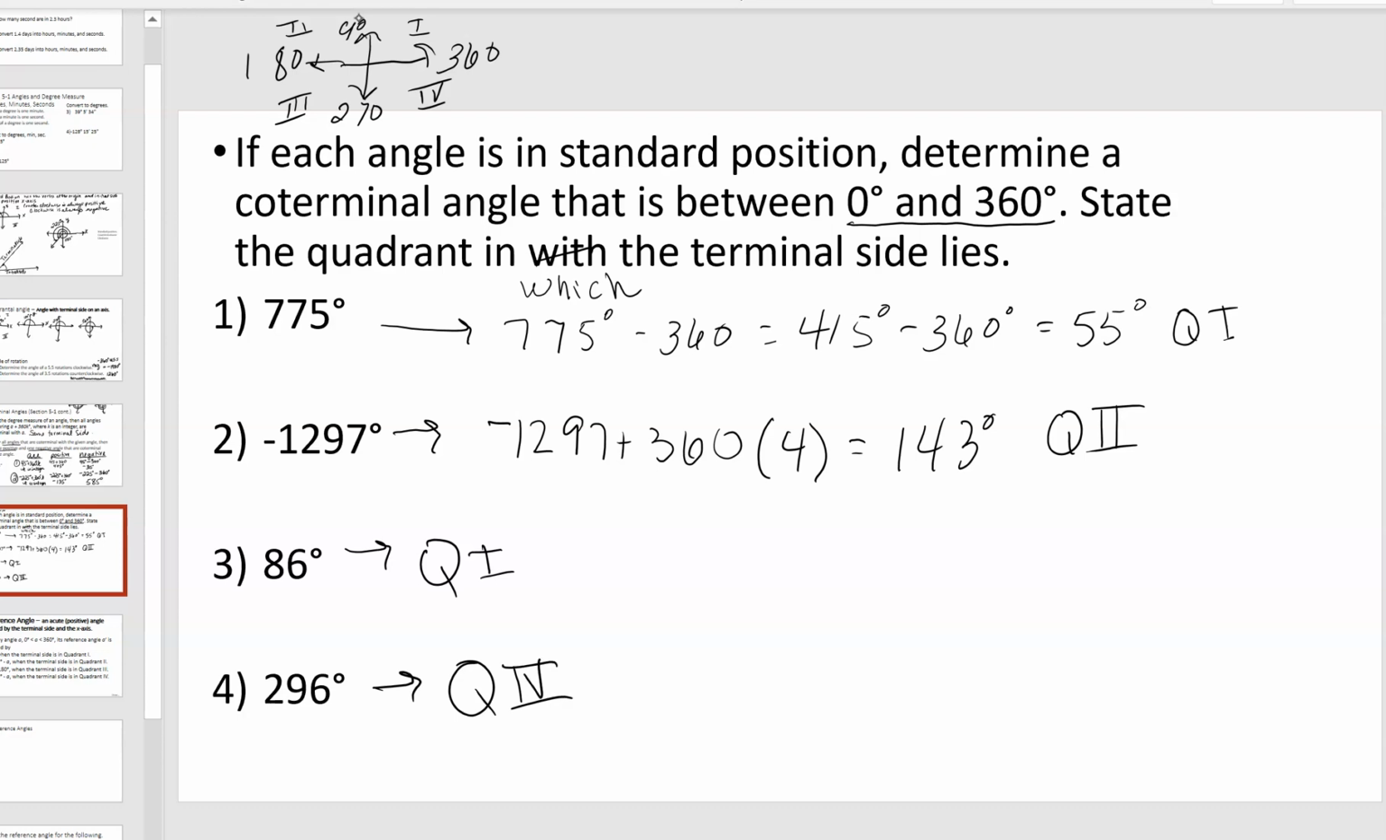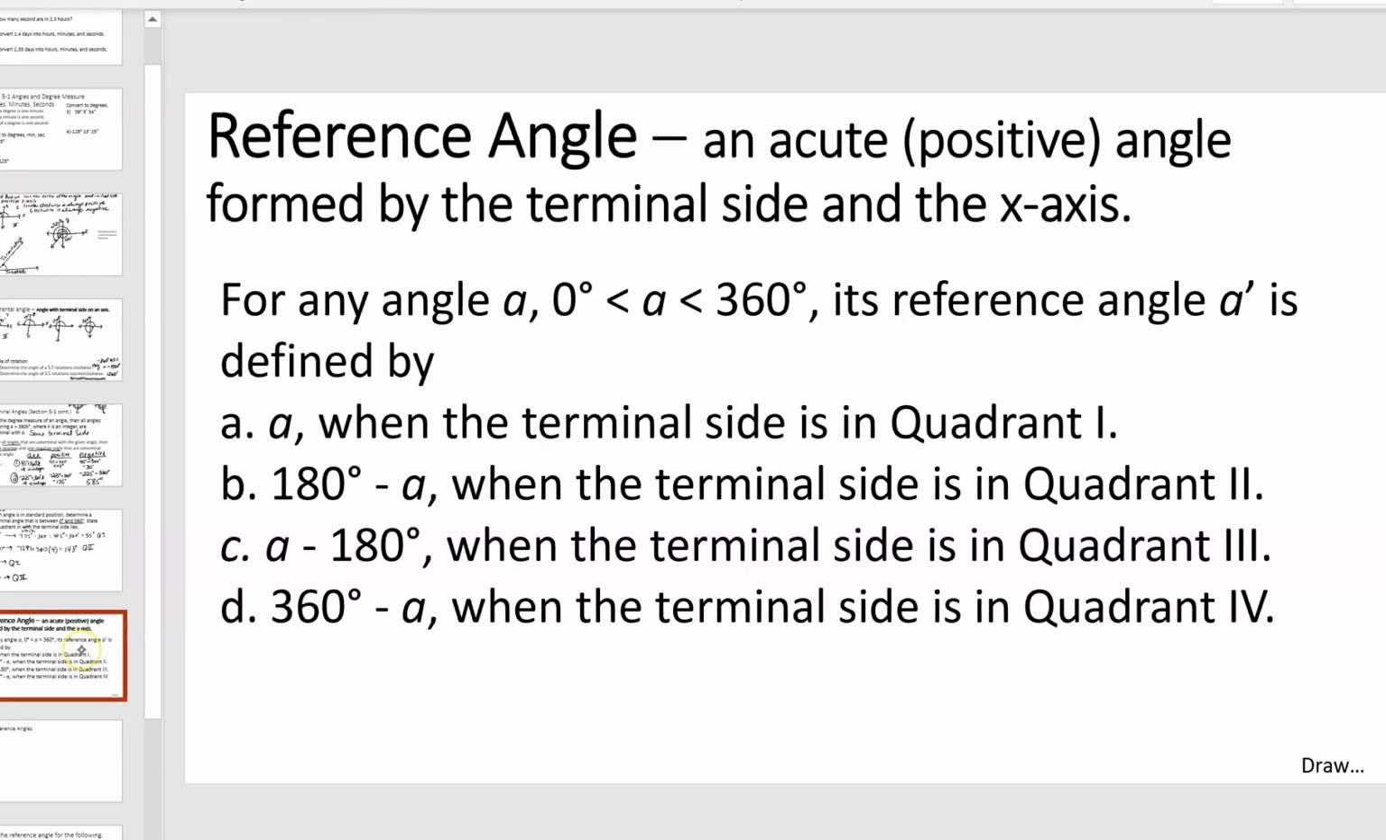Why are the quadrants important? Well, later on when we start talking about all those trig ratios like sine, cosine, tangent, the quadrants make a difference because they're going to tell us whether they're positive or negative and whatnot. I'm going to make a separate video for reference angles.